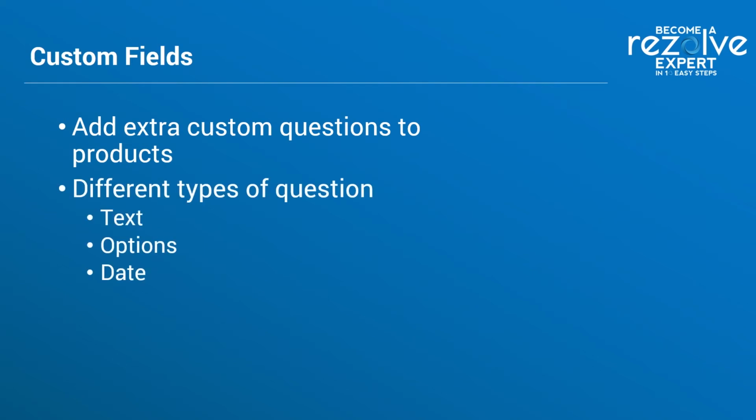There's 3 different types of question offered that you can add as a custom field. You can add a text field. That's a question like, what name do you want engraved on this item? There's options where you offer a range of options to a customer. That might be, how did you hear about us? Or choose your preferred color. And then date. You can ask a question such as, when do you want the reservation to begin? Or when is your birthday? Or any sort of question that requires a date as an answer.